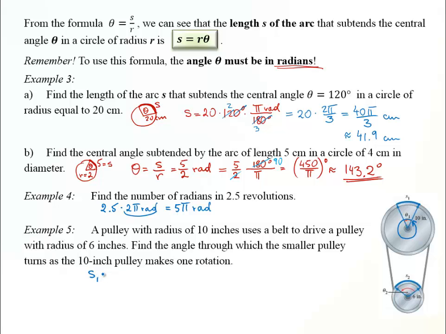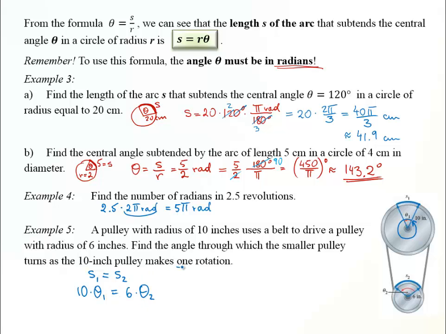We know that S1 must be equal to S2, but S1 is the same as the radius of the pulley, which is 10 times theta 1. However, S2 is the radius, which is 6 times theta 2. So that's the equation that we have.